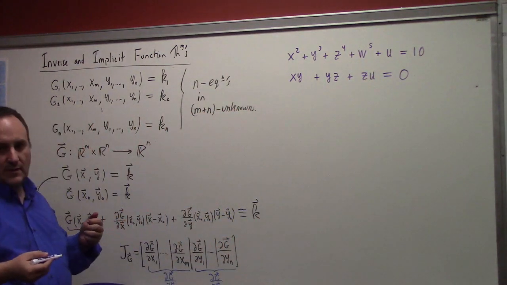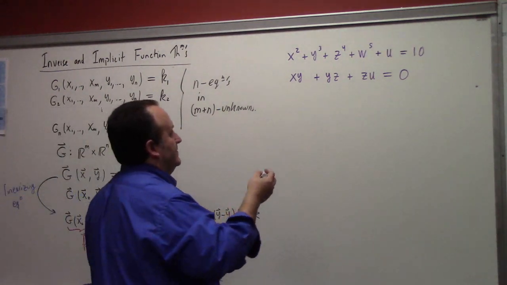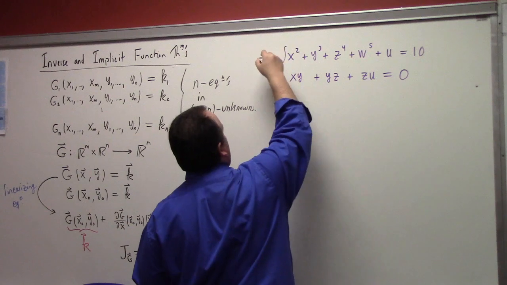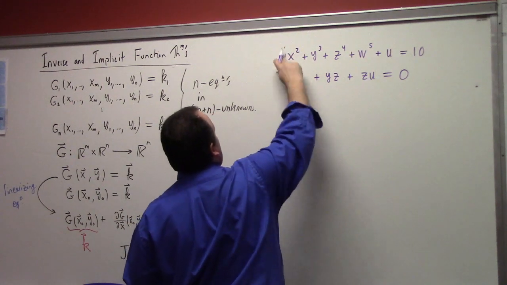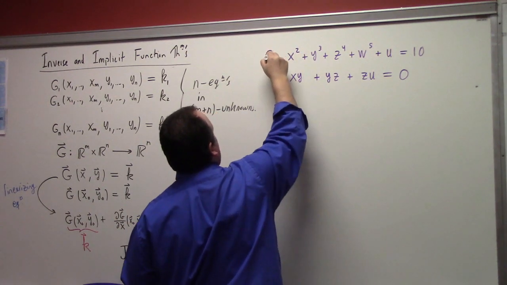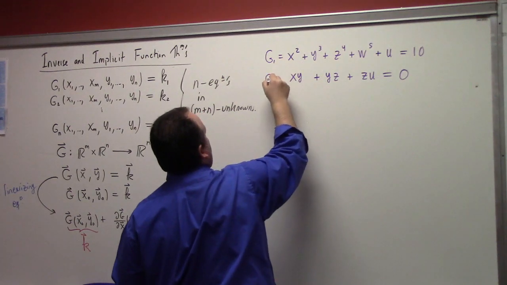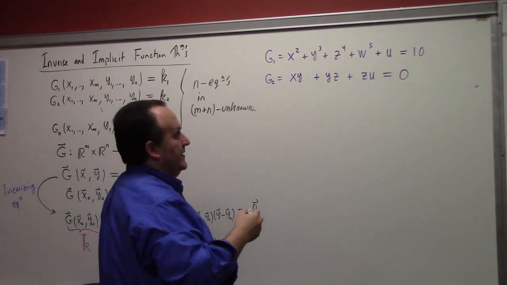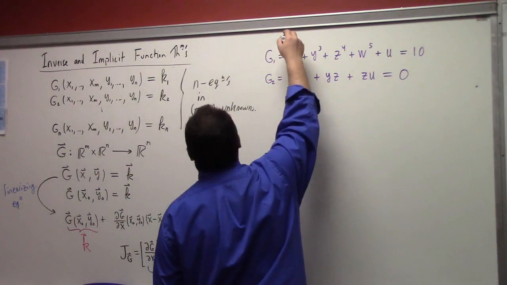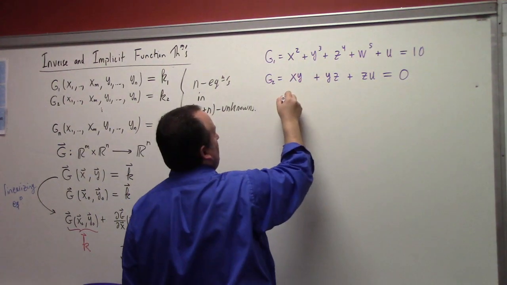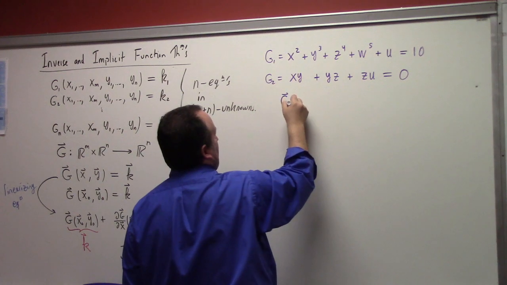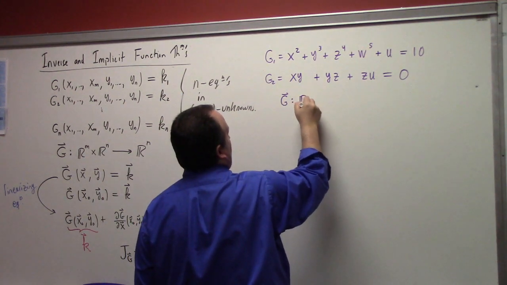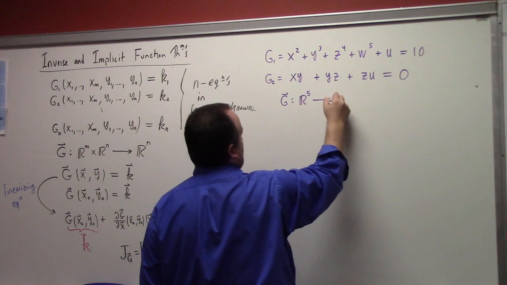All right, so let me talk about this. Here I've got G1, G2, right? And if we want to think about it in terms of the nomenclature of the theorem I wrote, we've got G vector, which is a mapping from R5 to R2, all right?